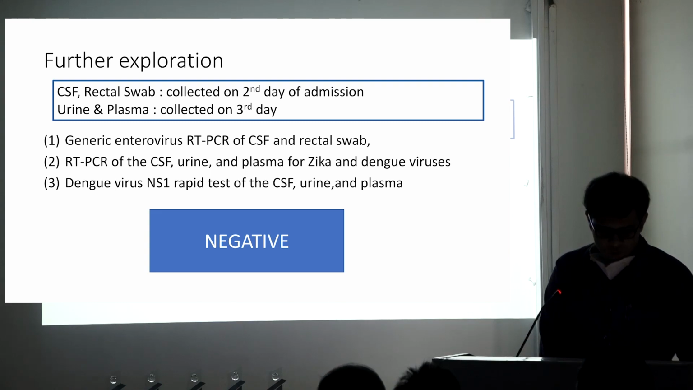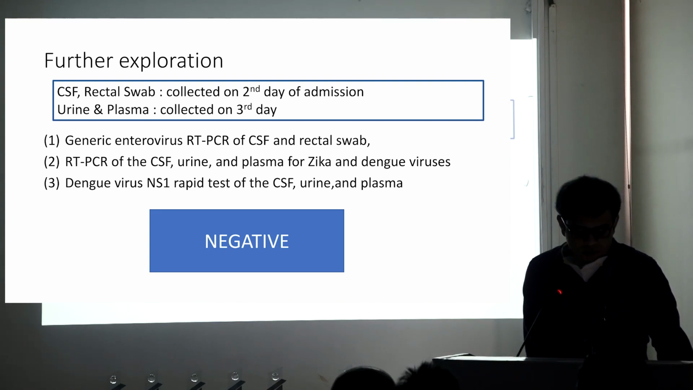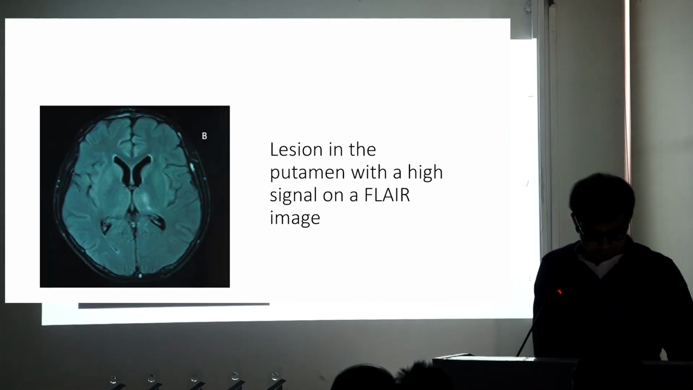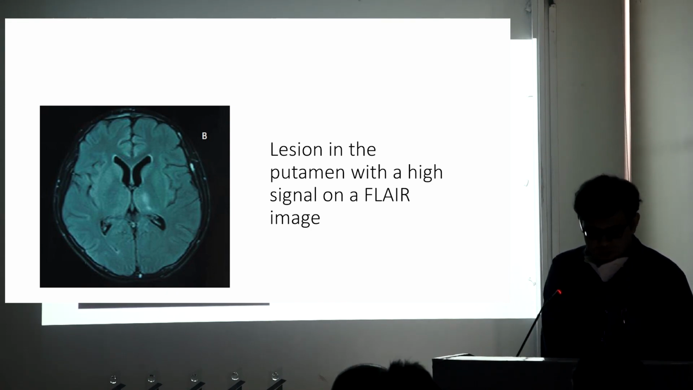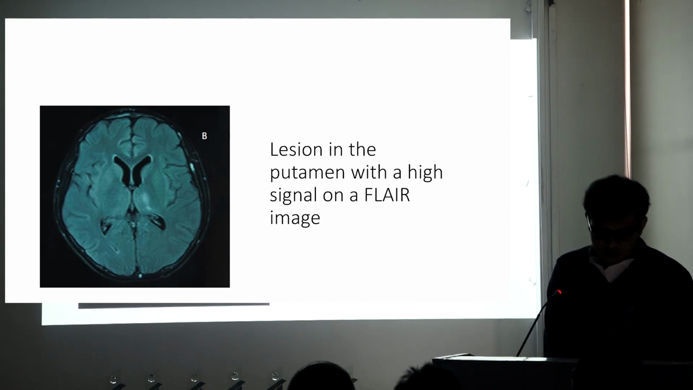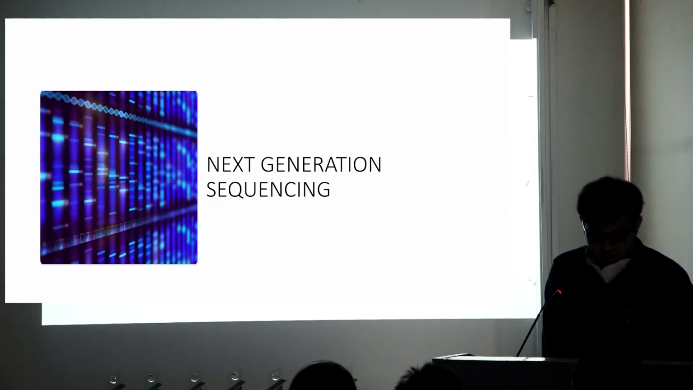You are still thinking what's going on. So you did the urine and plasma and the rectal swab and everything, you did an RT-PCR of that, dengue NS1, so everything was coming negative. You also even thought of Zika, you sent it for Zika testing, it came negative. You did an MRI brain, it was done obviously before, I'm showing it now. So lesion in the putamen with a high signal on the FLAIR image.